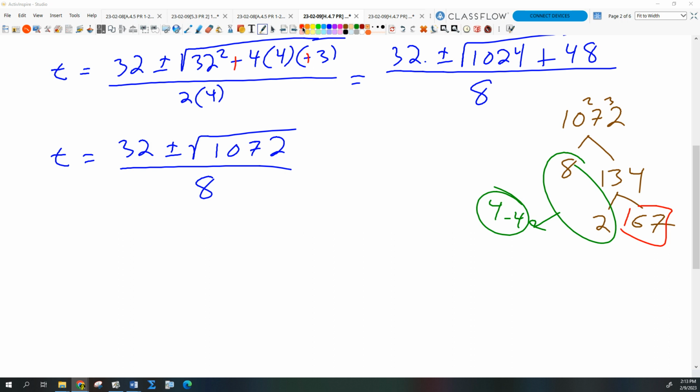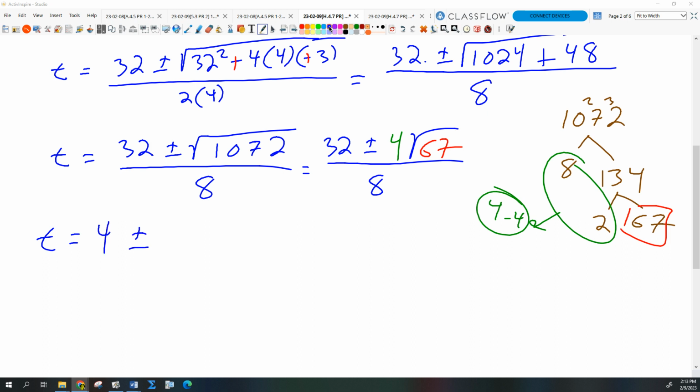So we're going to get T equals 32 plus or minus 4 times square root 67, all divided by 8, which we could simplify, couldn't we? So that's going to give us 4 plus or minus 4 to 1/2, so square root of 67 over 2. Okay. All right. I got 2 answers, though.